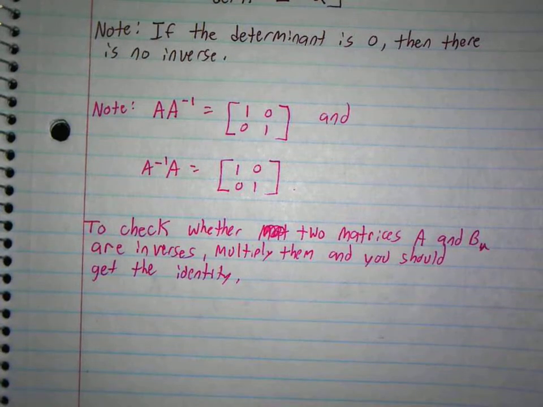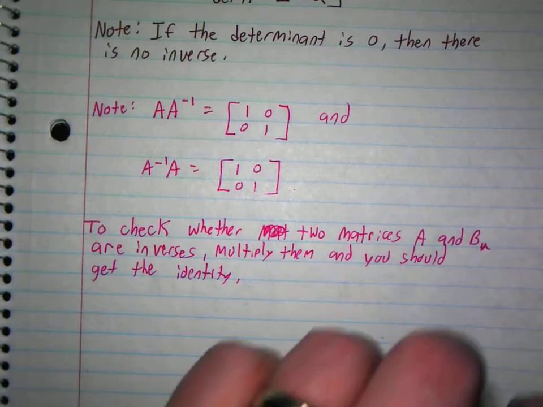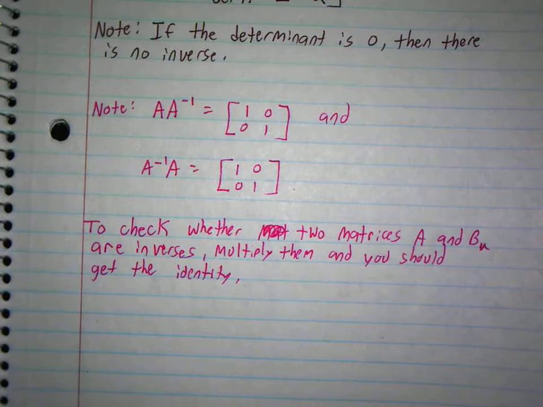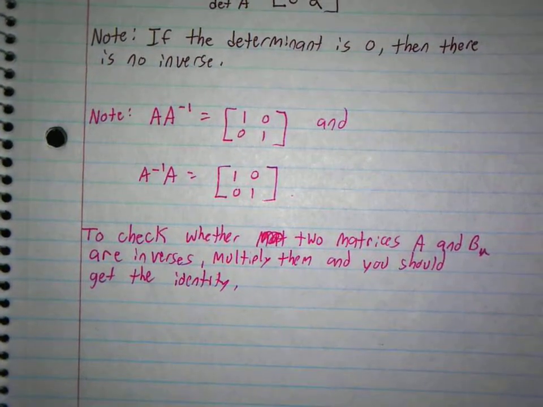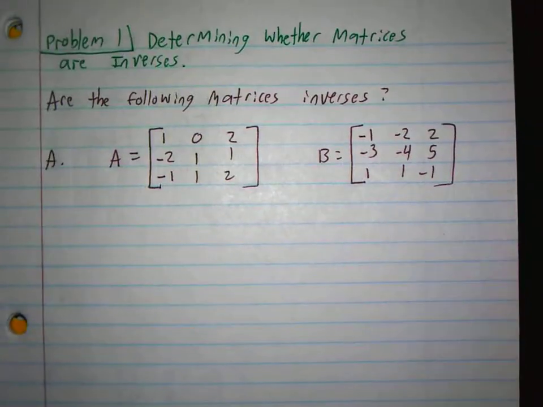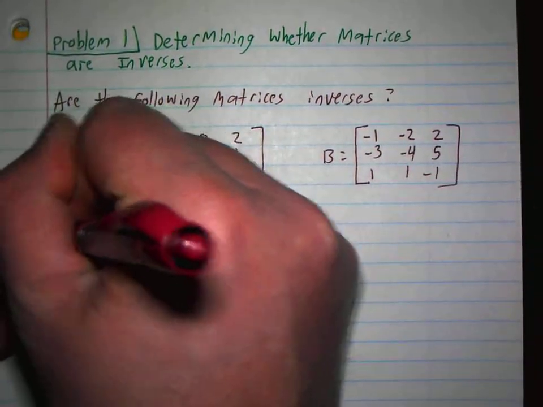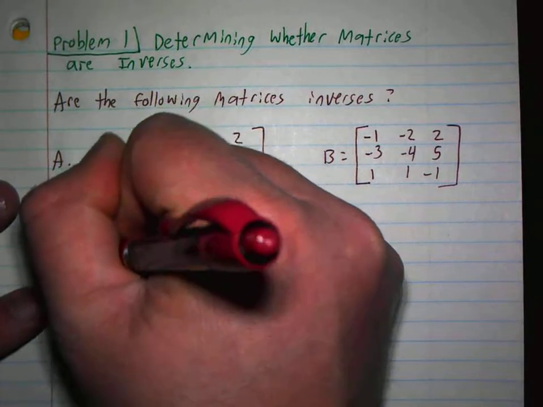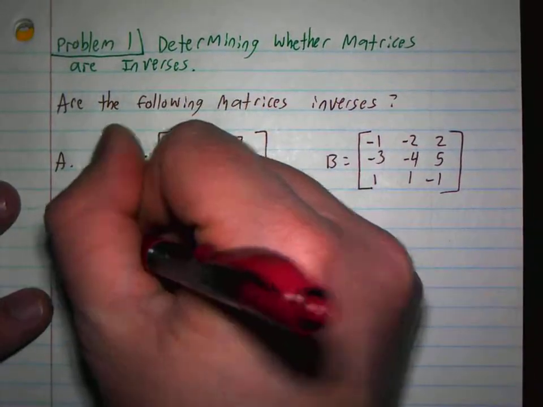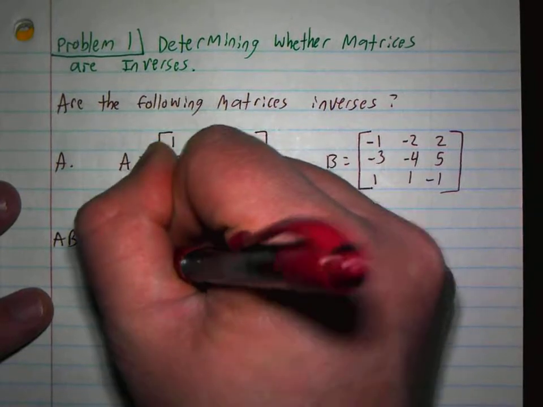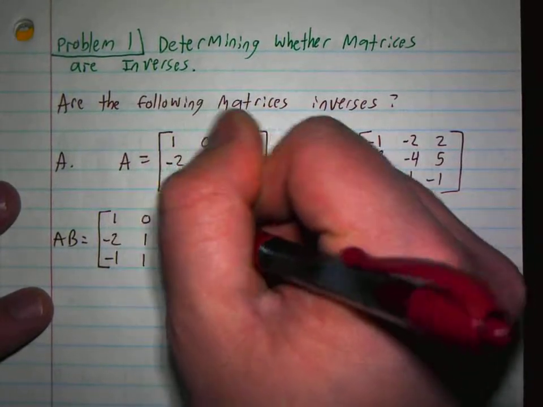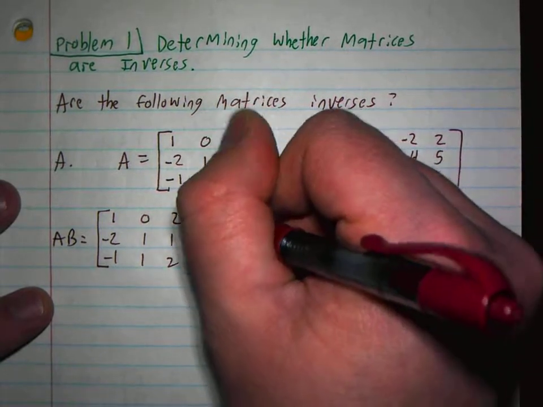So I need to take matrix A times matrix B and get the identity, and then take matrix B times matrix A and get the identity. Okay? And the identity is all ones along the diagonal, and zeros elsewhere. So to see if these two matrices are inverses, I have to multiply them. So I'm going to take A times B. One, -2, -1. 0, 1, 1, 2, 1, 2. I'm going to take that times B.